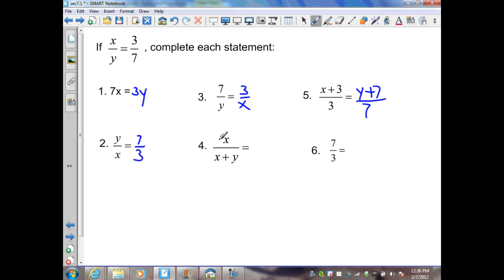Next, I have x over x plus y. Therefore, I'll have 3 over 3 plus 7, but that also can be written as 3 over 10. And the last, 7 over 3, would be y over x. Therefore, property of proportions is just looking at our initial state and replicating that same procedure from our original proportion.